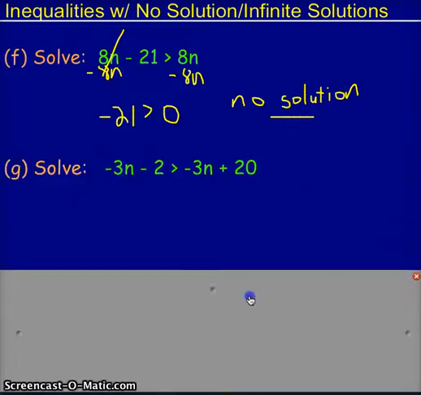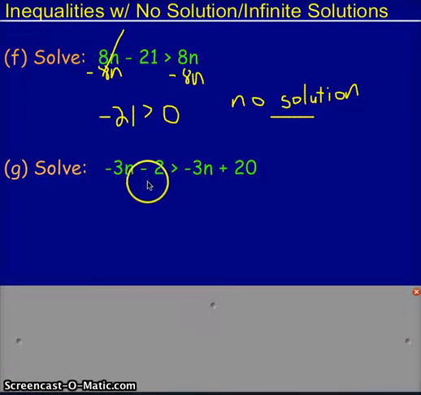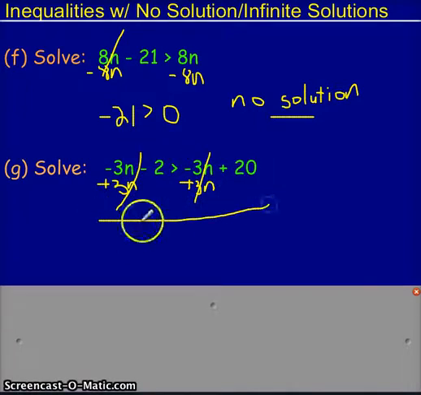Now let's look at another example. We have negative 3n minus 2 is greater than negative 3n plus 20. So let's get our variables together first. Let's bring them to one side by adding 3n to both sides. Okay, now the variables on both sides cancel out. Negative 3n plus 3n is 0, and negative 3n plus 3n here is 0. So we are left with negative 2 is greater than 20.